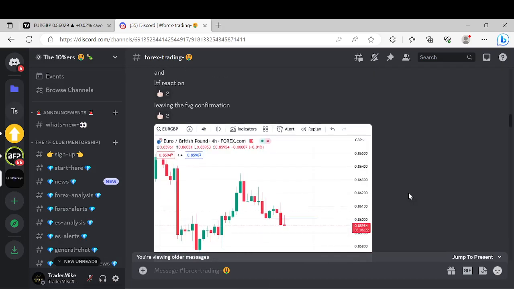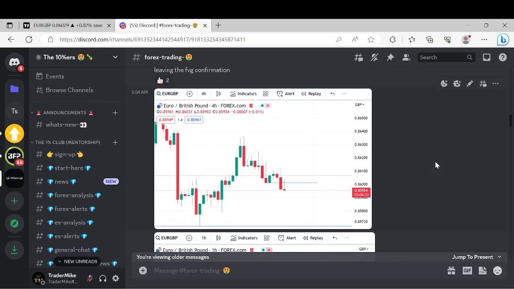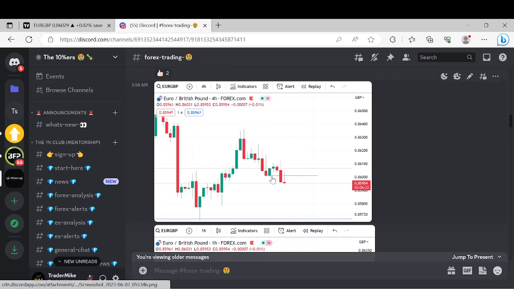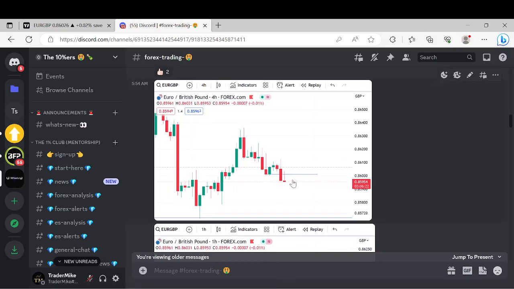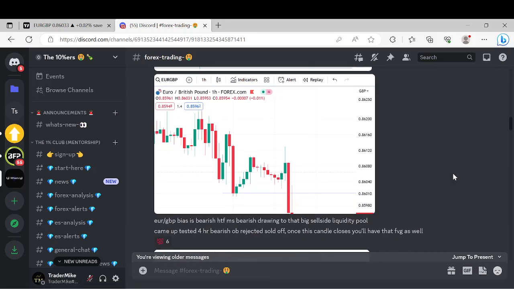So here's the chart that I posted. You can see time stamped 5:54 a.m. Eastern time, right? So no hindsight. Euro GBP. Here's what I outlined. What I have outlined right there is a 4-hour bearish order block, aka a higher time frame level of resistance. Okay, and then if we scroll down, you can see it's just displayed on the 1-hour chart.